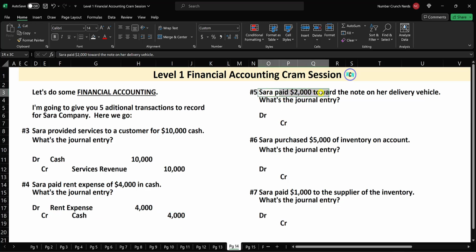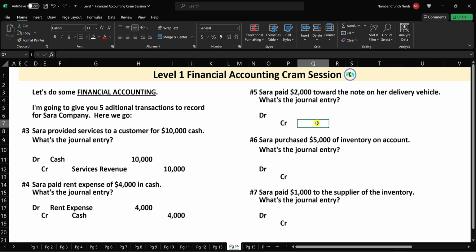Next entry. Sarah paid $2,000 toward the note on her delivery vehicle. So remember, a few slides ago, she purchased a delivery vehicle and financed some portion of it. Okay, now she's paying off a part of that note. She's paying off $2,000 of the note.